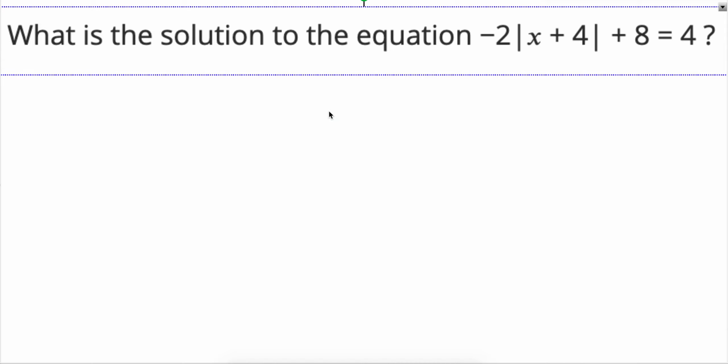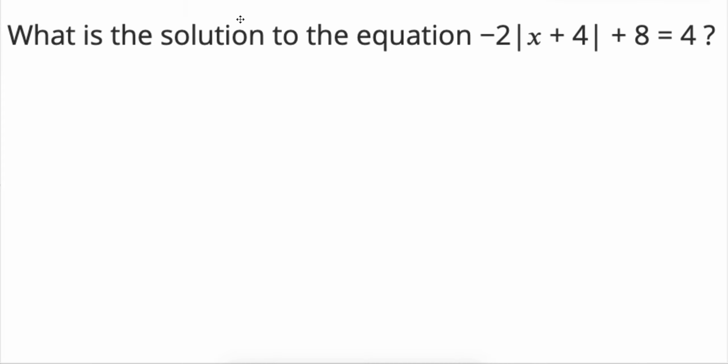Okay, a couple different steps here. We've got to get this absolute value by itself. Let's try that first. Okay, so let's get rid of this positive 8 first. If I want to get rid of that positive 8, I'm going to subtract 8. I'm left with negative 2 times the absolute value of x plus 4 equals 4 minus 8 is negative 4.